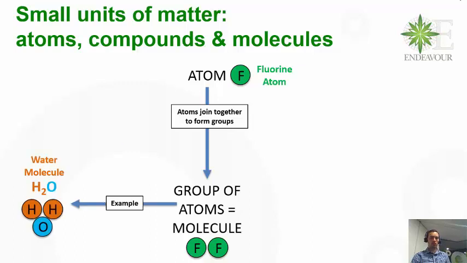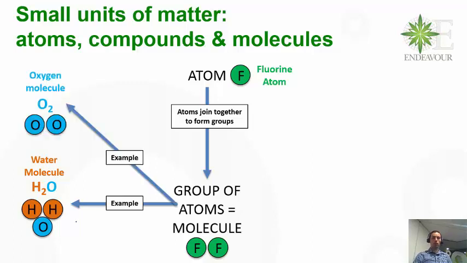So here we can see one of the examples. We've got water, and that's made up of one oxygen atom and two hydrogens here. So that's one example of a molecule. Another example of a molecule is our oxygen molecule. You've probably seen O2 as a representation for oxygen, and that means we've got two separate oxygen atoms coming together. So you can see here that molecules can be made up of either the same type of atom, two oxygens, or two different types of atoms.